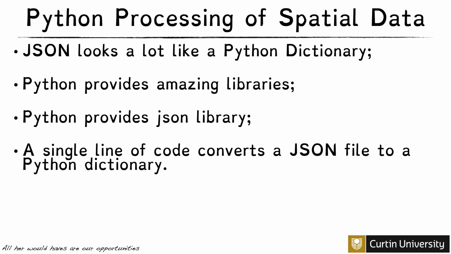Now, the JSON library, when you import that into your Python code, with a single line of code, you can take an entire GeoJSON file and convert it to a Python dictionary. And once it's in that Python dictionary format, you can start to manipulate it and change it and analyze it and extract information and knowledge from it. What are we finding out from our devices in regards to location? Really important.